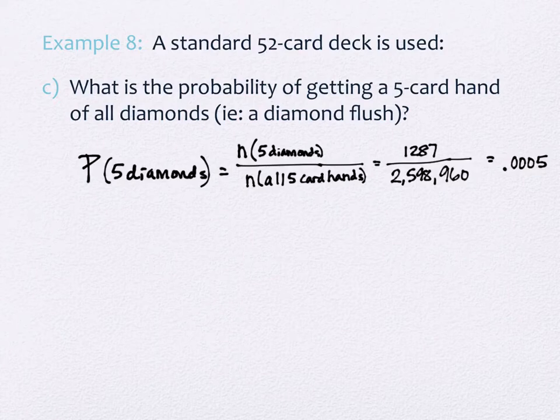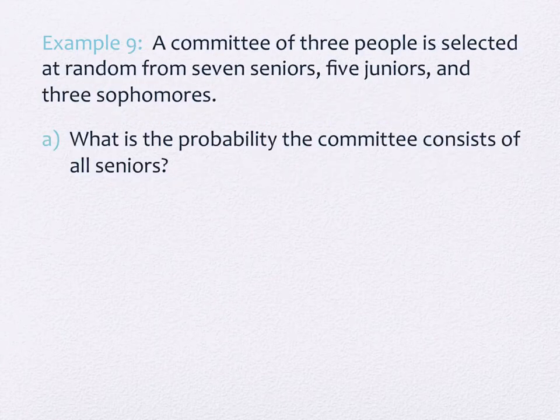All right, so let's take a look at another example. Our last one today, it's committee. We have a committee of 3 people that we are selecting at random from among 7 seniors, 5 juniors, and 3 sophomores. Okay? And the first one wants to know the probability the committee consists of all seniors.